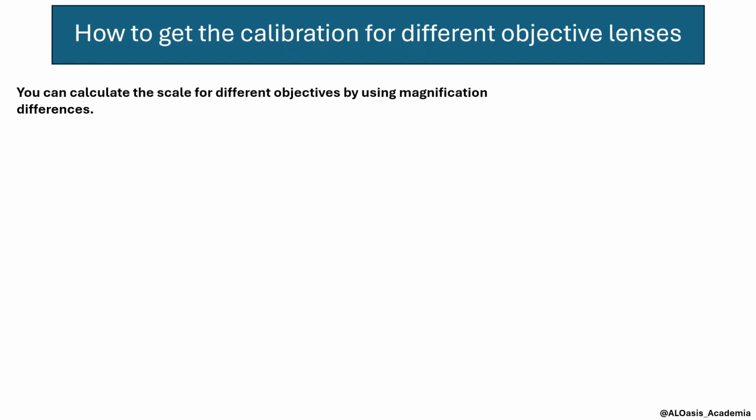So now we will learn a different way of calculations that might come up in the exam. You need to learn how to get the calibration for different objective lenses. You need to understand that you can calculate the scales for different objectives by using magnification differences. What does that mean? I'll show you now.